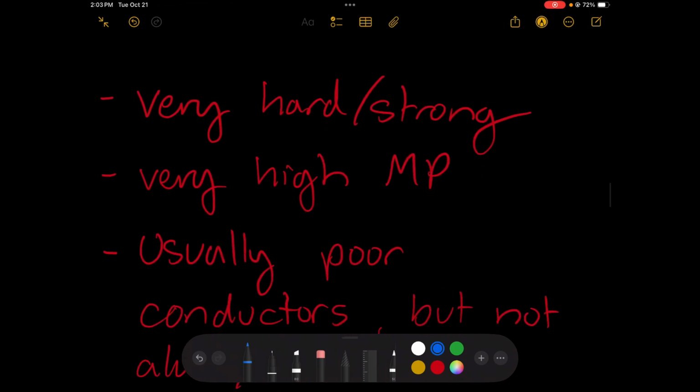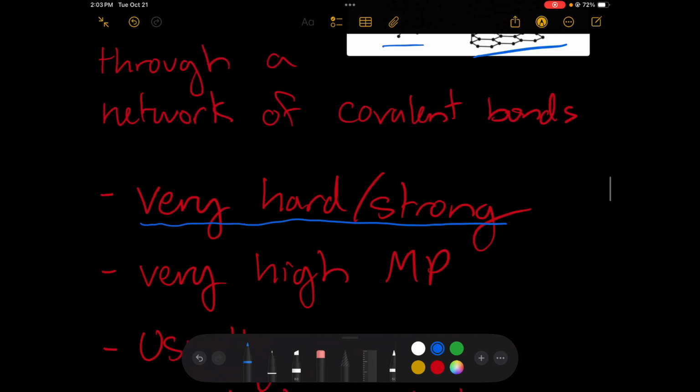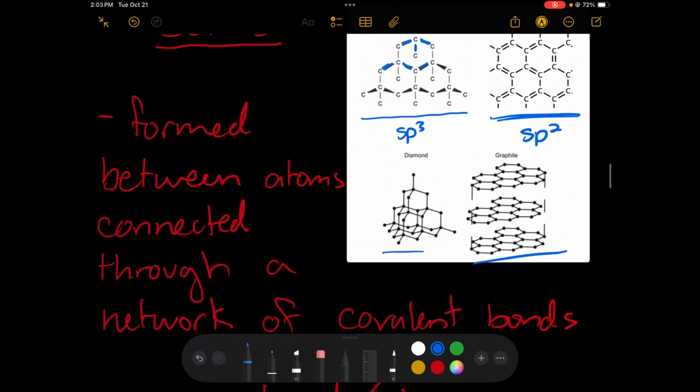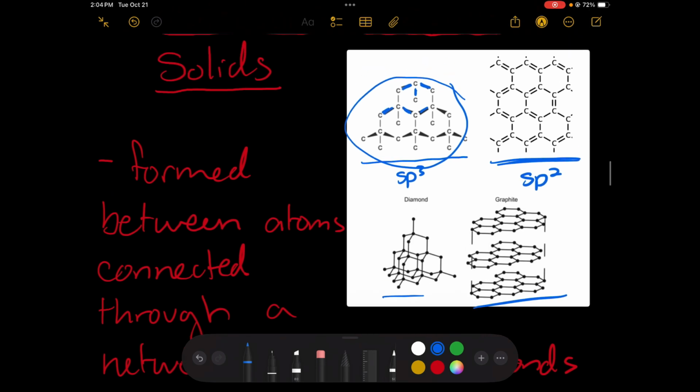Any network covalent substance is going to be very hard and very strong. Why is that so? Because covalent bonds are the strongest type of bonds. Especially when you're looking at a substance like diamond, where every single carbon atom is connected to other carbon atoms by covalent bonds, it's going to take a lot of force, a lot of energy to break those associations. And similarly, graphite is going to be pretty strong as well.